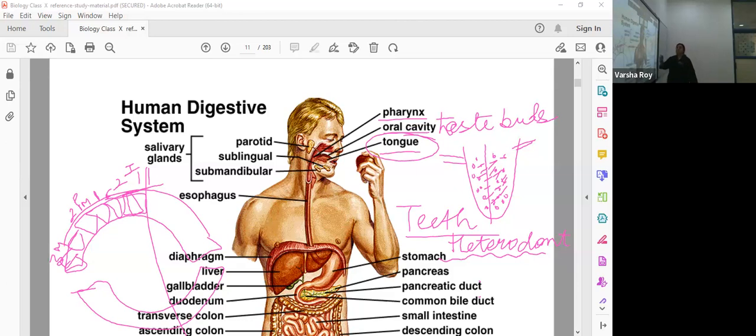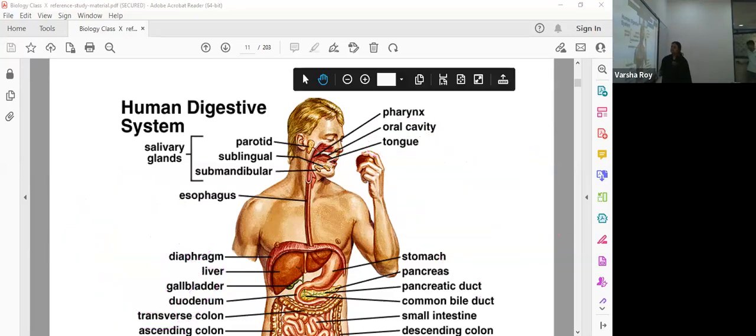So this is how it is, right? I will draw it again for you. It is having the stomach. You can see here. This is a J-shaped structure. This is the diaphragm, which is dividing the chest cavity and the abdominal cavity.